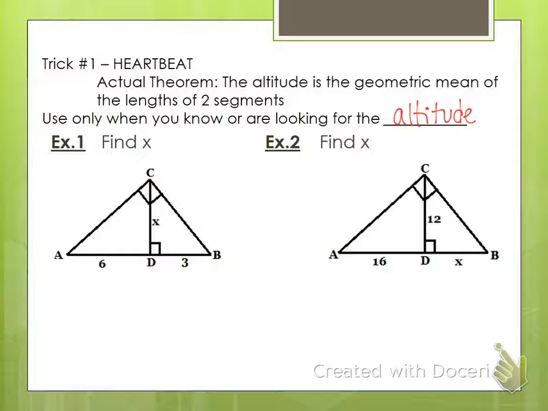It's called the heartbeat trick because it kind of looks like a heart rate monitor would look on the screen. So the picture that goes with these is that we jump up, jump back down, and flatline out again. So when we set this proportion up, we started over here by the 6. So 6 comes first. We went up to the x and then came back down from the x. So x goes on bottom and then on top. And we flatlined back out by the 3.